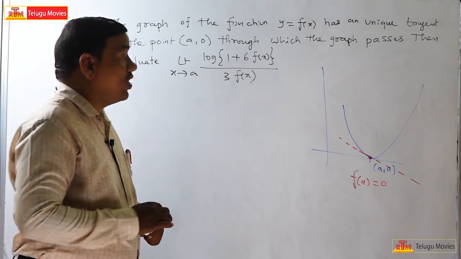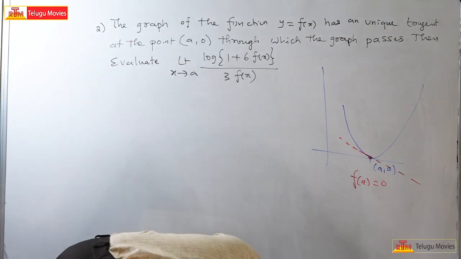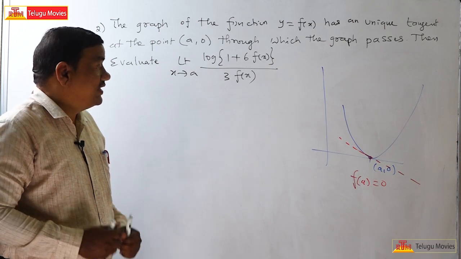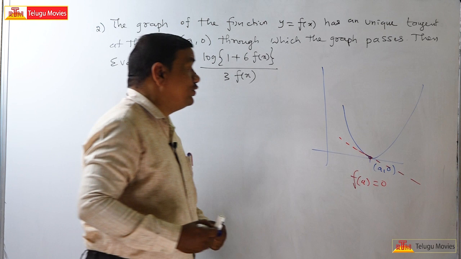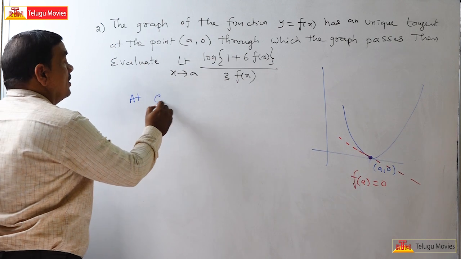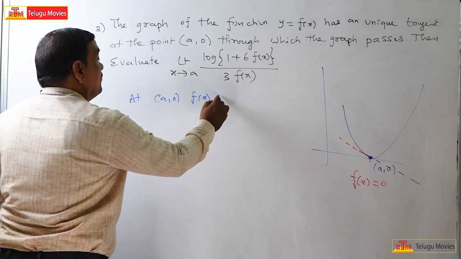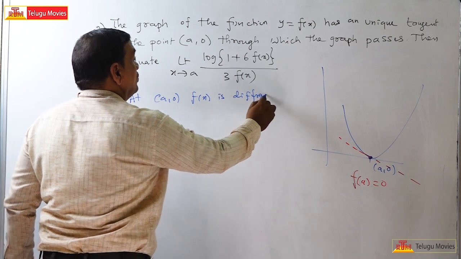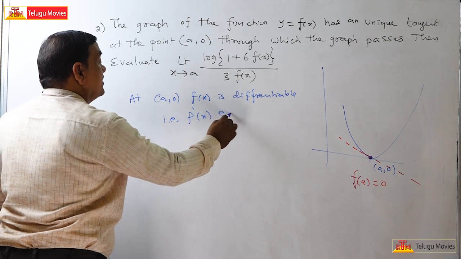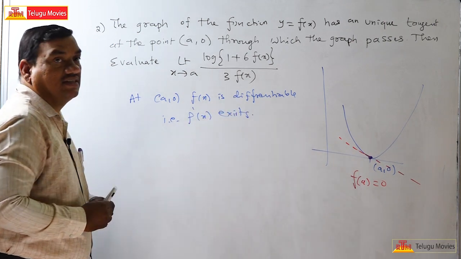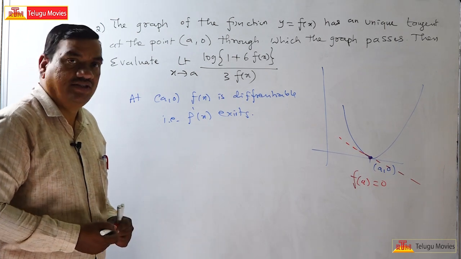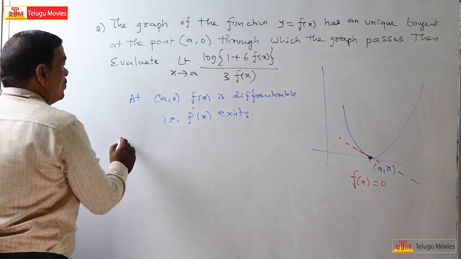And one more thing we have to conclude is, since it has a unique tangent at a comma 0, so at a comma 0 f of x is differentiable. That means f dash of x exists. It is differentiable. Therefore, differentiable means what? Its first derivative exists. Okay, right. So now let us come to the problem.